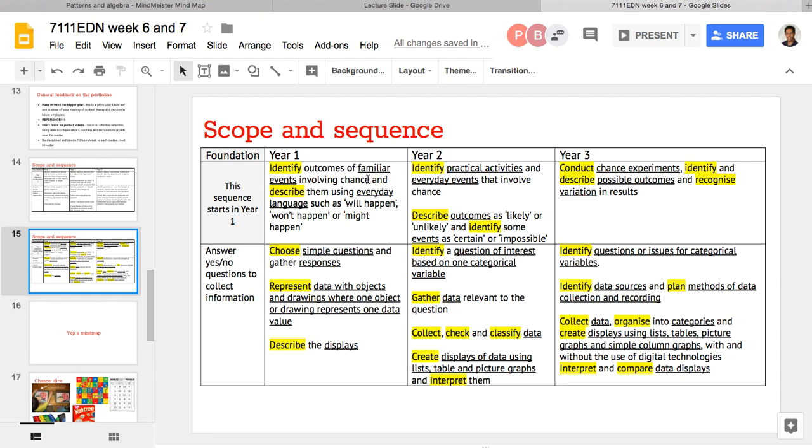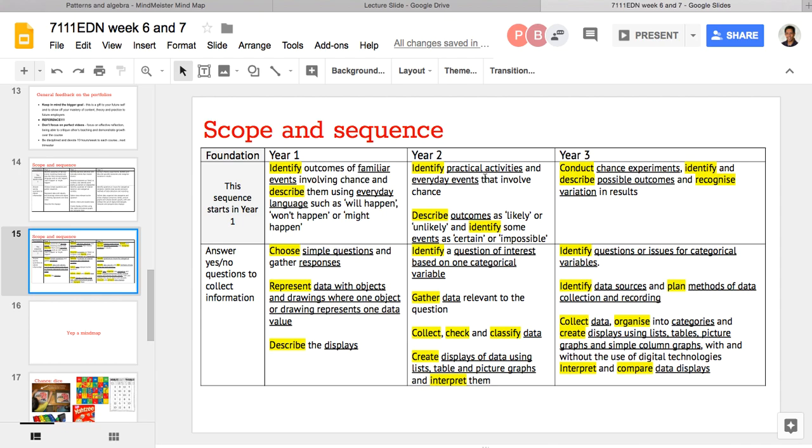So we're starting with familiar language. We're getting students to describe their likelihood using everyday language. Will happen, won't happen, might happen. Okay? So you can see here quite simple categories, and 3 categories only. Definitely, nope, not on your nilly, and yeah, I think there's a chance.